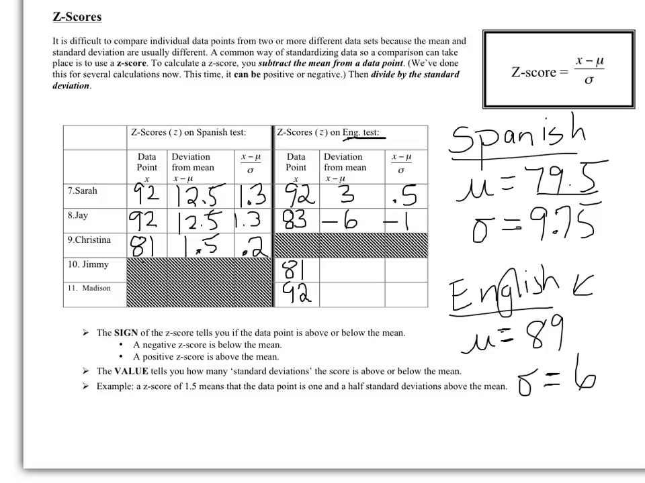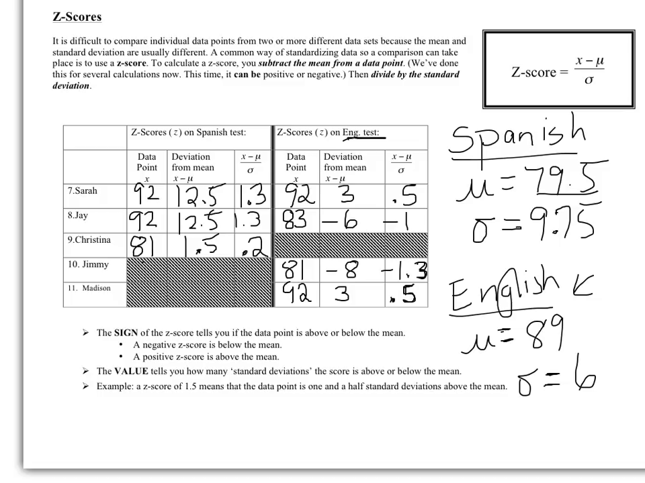All right, let's do Jimmy. So Jimmy was 81 minus 89. That gives me negative 8. Divide that by 6, and you're going to get negative 1.3 repeating. Let's just say that's negative 1.3. We're just going to round to the tenths place today. And then the next one, 92, we already did 92. So 3 standard deviations from the mean, divide by this standard deviation, and you get 0.5 again.